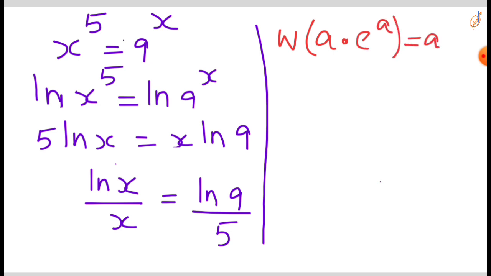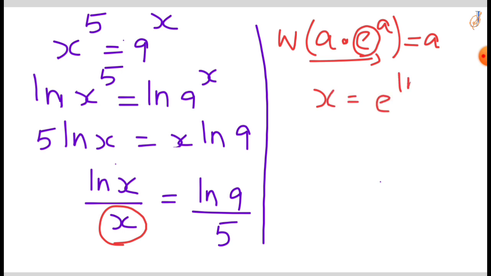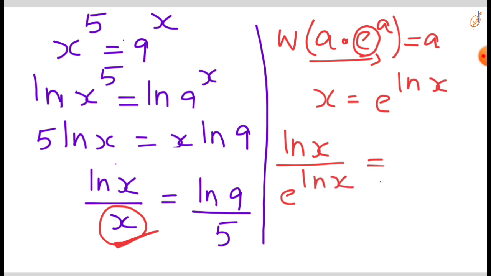Now apply this Lambert W function. We can rearrange the equation. Here we have exponential form, so this x we can write as e power ln x, isn't it? Here e and ln are opposite functions. So instead of x we can write e power ln x. So what we have is ln x over e power ln x, that is equal to ln 9 over 5.